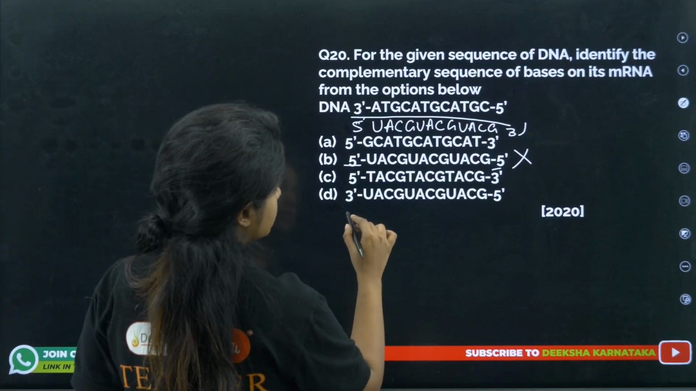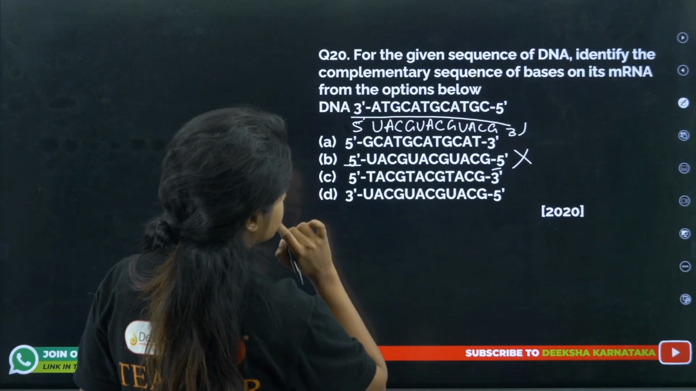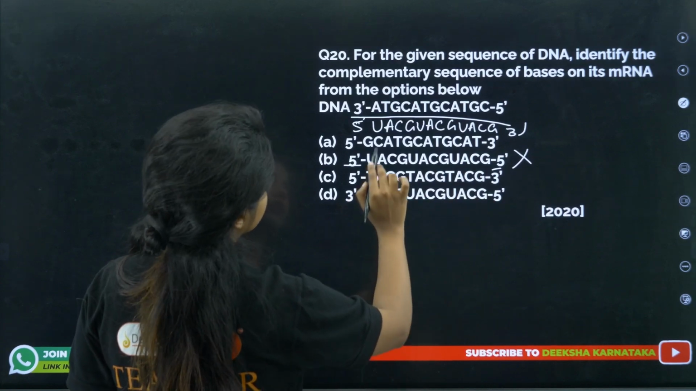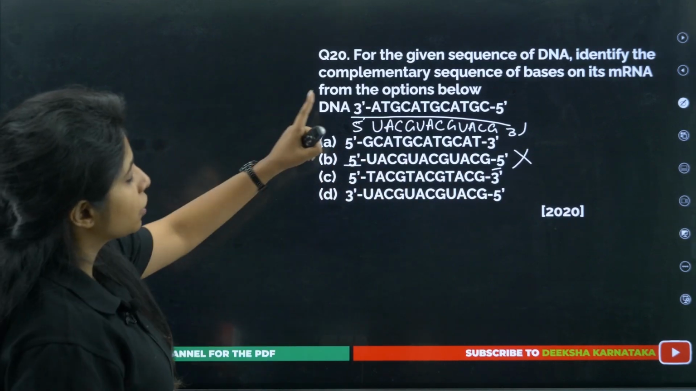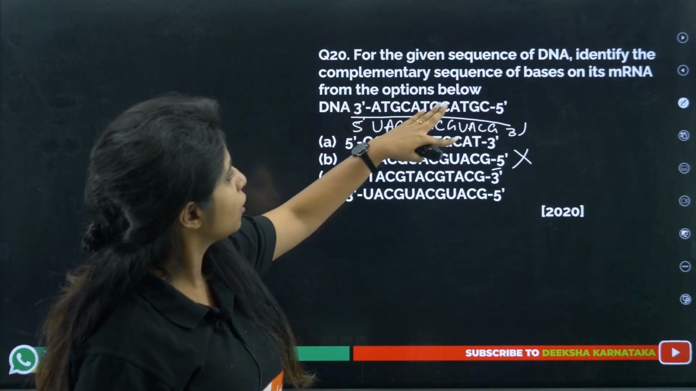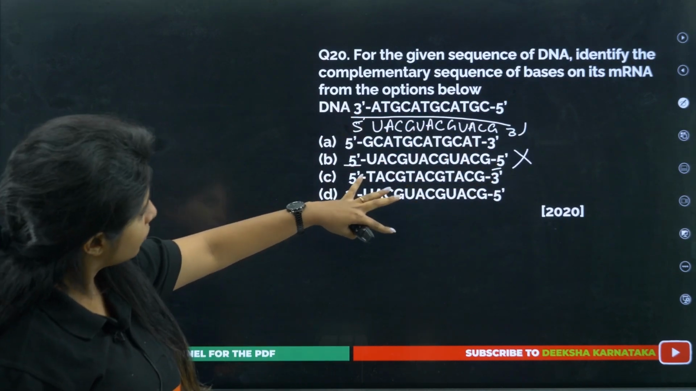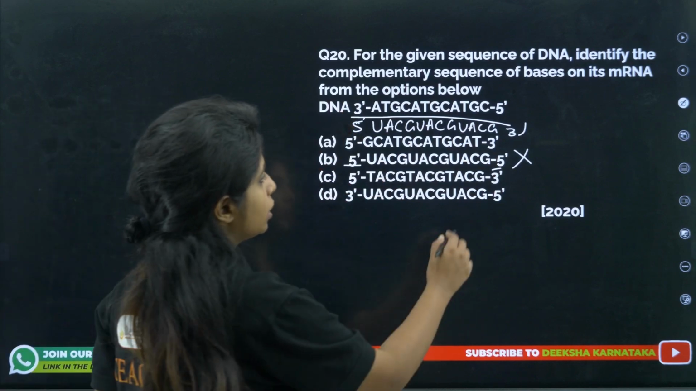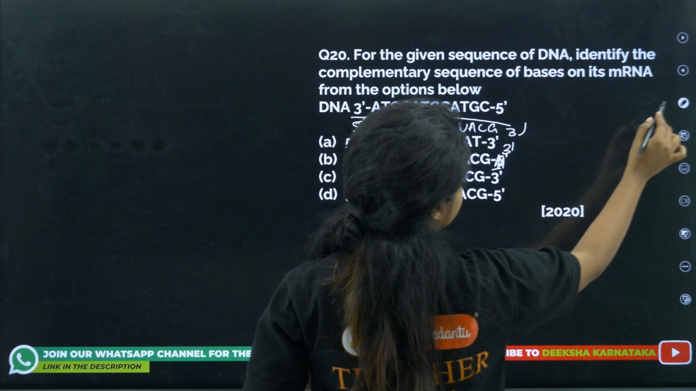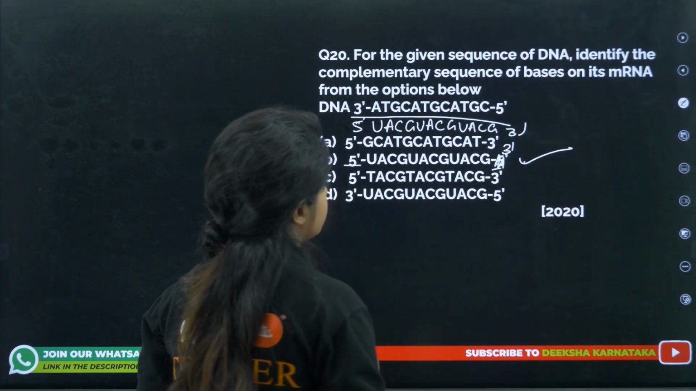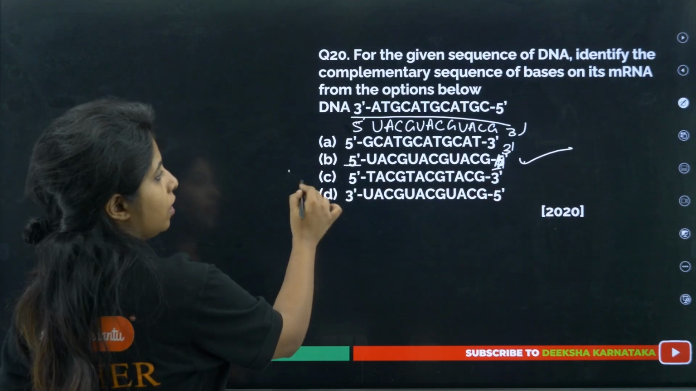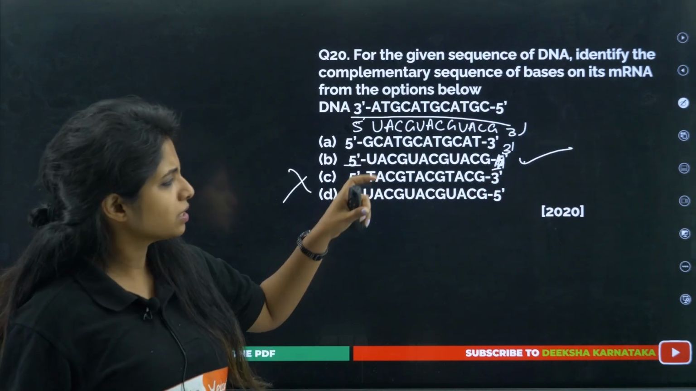Now let's see, is there some other option or probably there's a typing mistake. For the given sequence of DNA, identify the complementary sequence of bases on its mRNA from the options below. Yes, this is the DNA, the complementary. So it should be 3'. Okay, there's a typo over here. If it's 3', this becomes the answer. The rest are all wrong options. This is the answer, same like that.